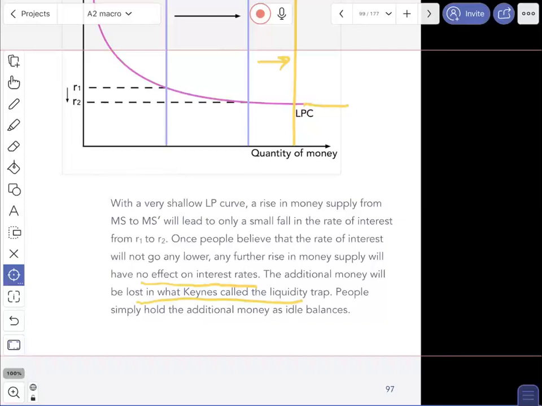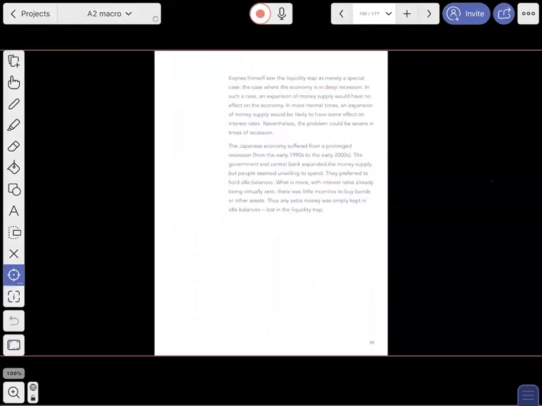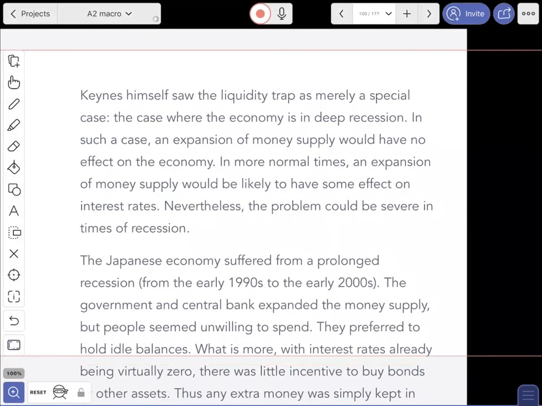Hamza Raja said, that Japan faced this kind of situation. And I wrote it here, guys. I want to read this paragraph for you. Keynes himself saw the liquidity trap as merely a special case, the case in which the economy is in deep recession. So in a liquidity trap, you are in a deep recession. In such a case, any expansion of money supply would have no effect on the economy. In more normal times, when money supply goes up, you will see interest rates change and therefore the economy change. But in a recession, that is the situation which is bad.